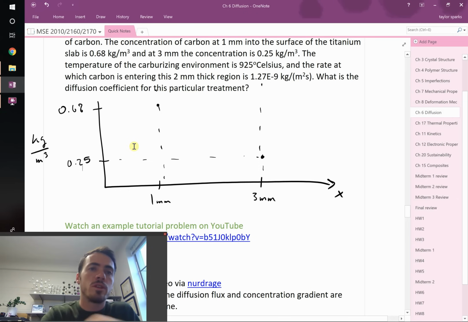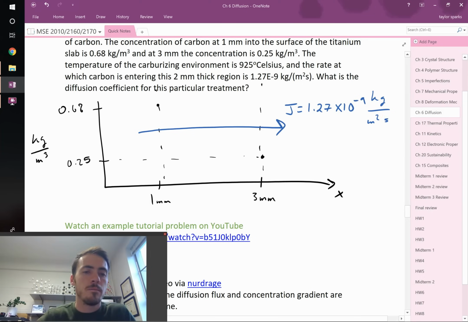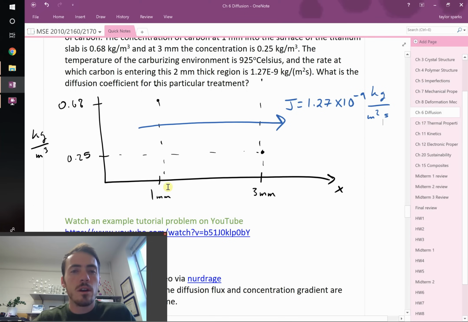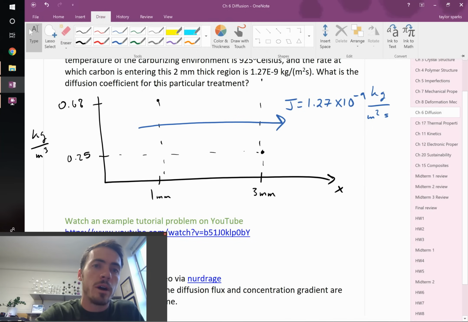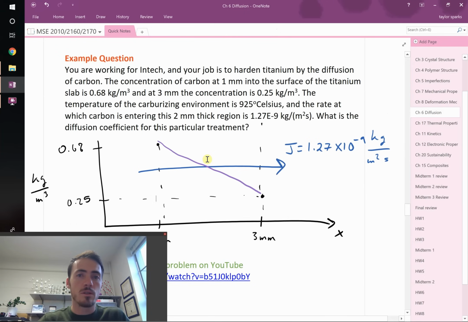And what it just told us in the question is that the flux traveling through this region, J, is equal to 1.27 times 10 to the negative 9 kilograms per meter squared per second, okay? So we know what the flux is. We know our thickness. We've got our concentration gradient. I'm just going to go ahead and remind us that that would be a linear concentration profile in the amount of carbon in the titanium because we're assuming this is steady state diffusion, right?